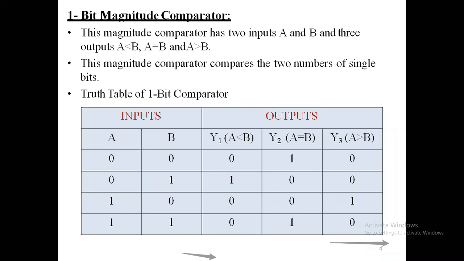So first we have to discuss the 1 bit comparator. We take A1 and B1, so the combinations are 0 0, 0 1, 1 0, 1 1.